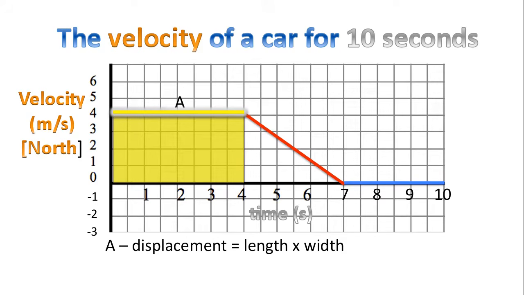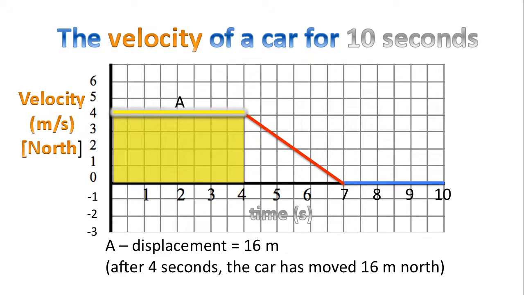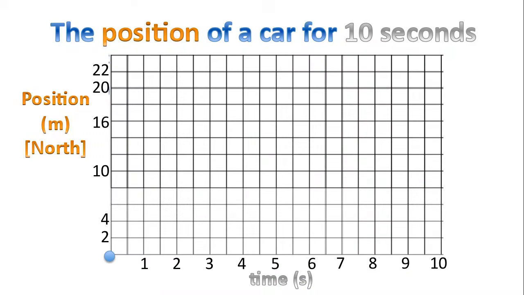Displacement is equal to length times width, as it's a rectangle. 4 seconds times 4 meters per second. And we end up with 16 meters. So what does this mean? It means that after 4 seconds, the car has moved 16 meters north.